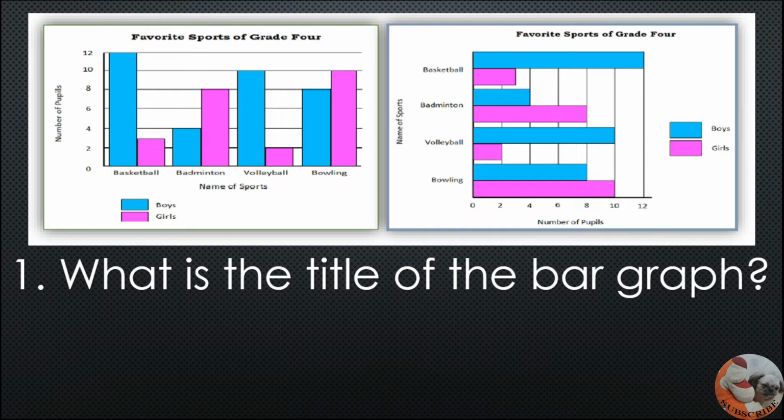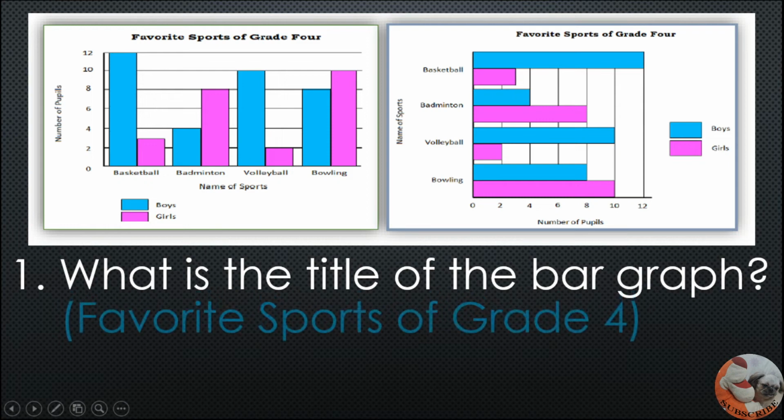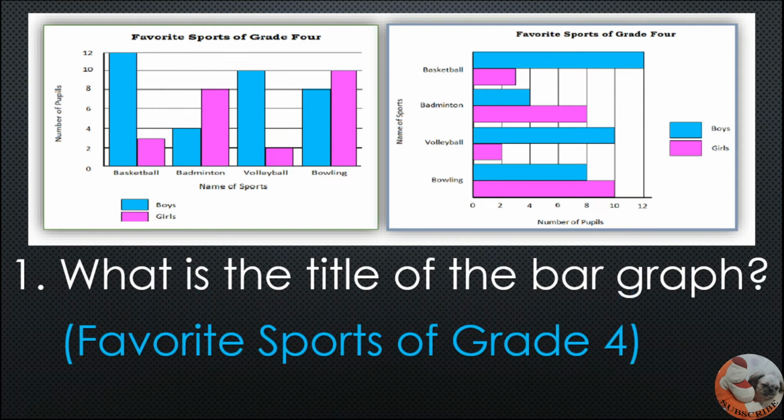Number 1. What is the title of the bar graph? Again, you can see the title at the top of the bar graph. The title is Favorite Sports of Grade 4.